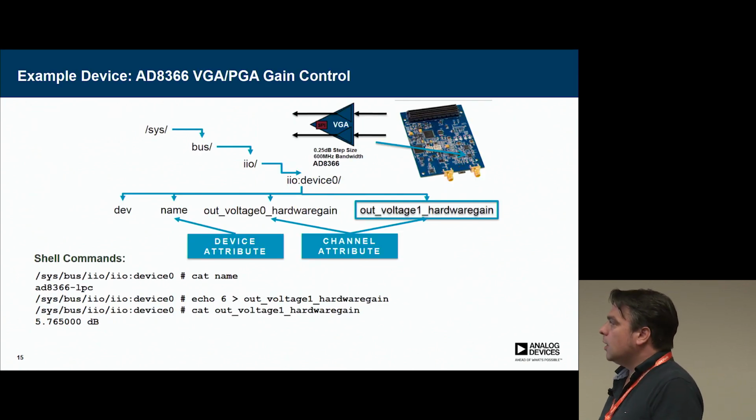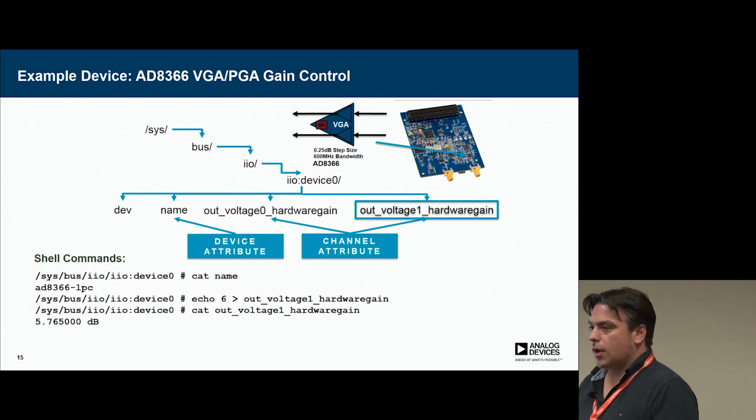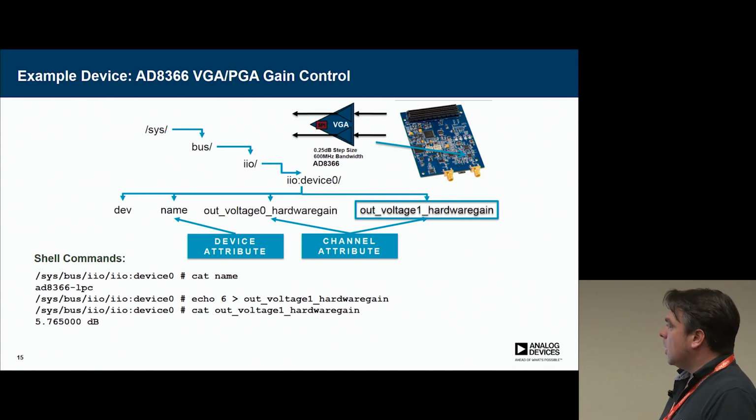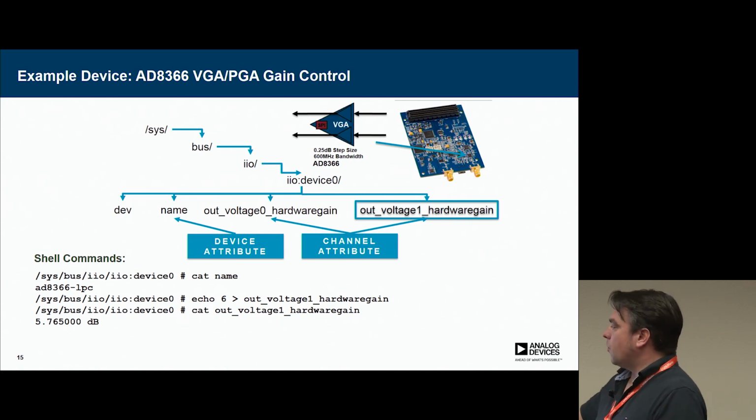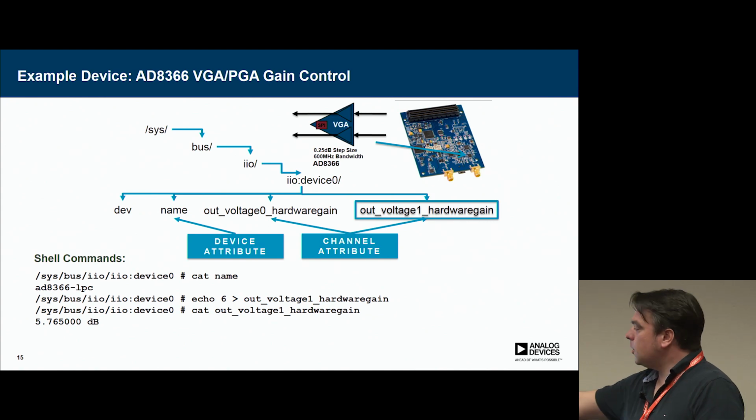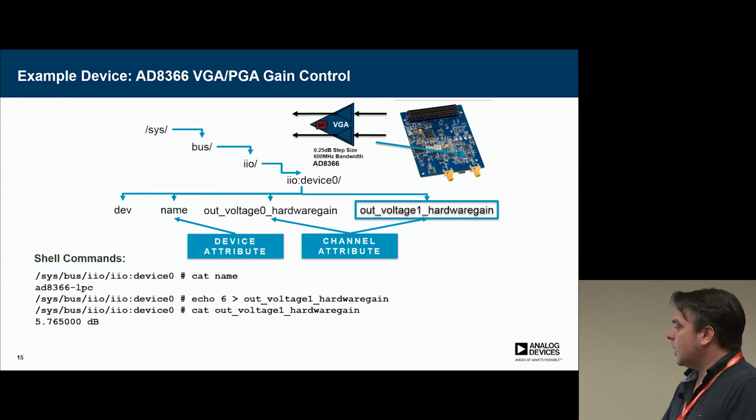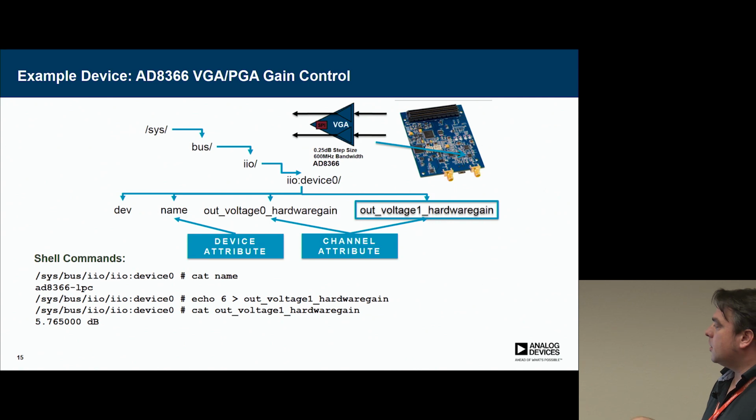So that's an example of how you would control a variable gain amplifier in the IIO world. There's a device. A device has two channel attributes. It also has a device attribute, the name. And you would just write a value. You echo a value into this file name, and then you can cat this file name, and it comes back with the value that's actually written to the hardware. You ask for 6 dB. The driver says 6 dB is not possible, but I take the closest, which is 5.76.